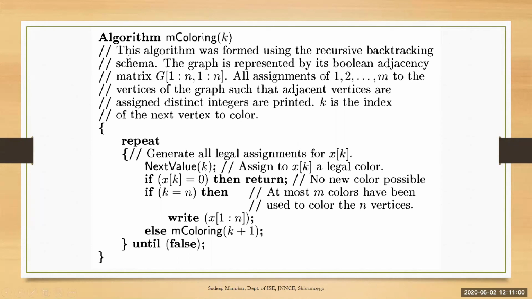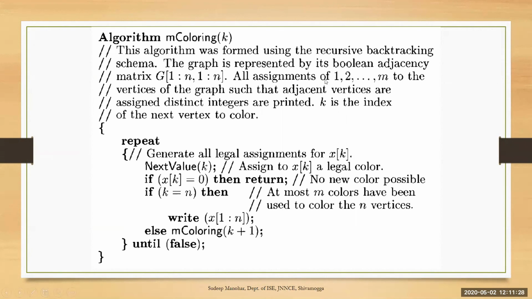Now let us see some things here. This algorithm was formed using the recursive backtracking schema. So it's based on a recursive algorithm. The graph is represented by its Boolean adjacency matrix G of 1 to n, 1 to n. That means we have to make use of an adjacency matrix, and that array is G. It's a two-dimensional matrix which contains zeros and ones.